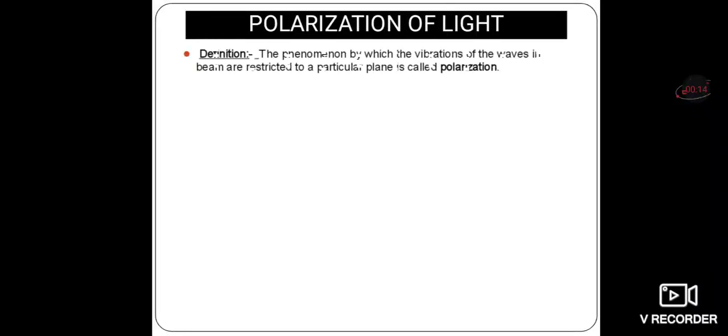So polarization means, the definition first we will study: the phenomenon by which the vibrations of the waves in a beam are restricted to a particular plane is called polarization. Generally, if you consider ordinary light, the vibrations take place in all directions, that is perpendicular and parallel. So in all directions the vibrations are taking place in the case of ordinary light. But polarization means you have to restrict that vibration to a particular plane. That phenomenon itself is called polarization.